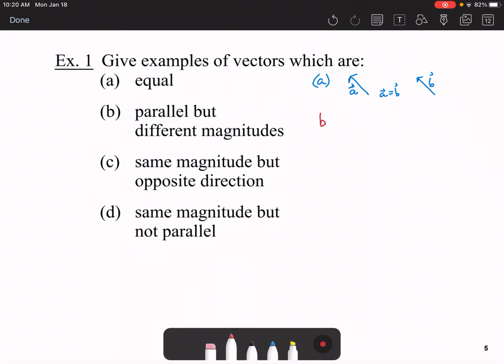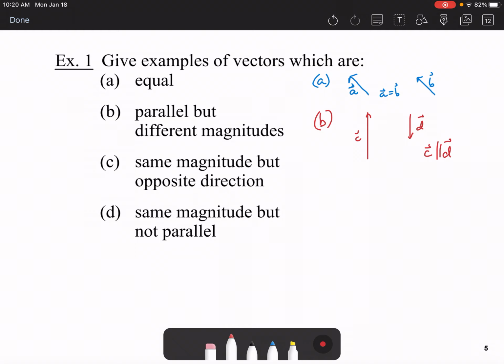Okay, for part B, parallel but different magnitudes. So in this case, you're going to draw something that's headed in the same direction, but not the exact same size. Could be in opposite directions, actually. So let's call this vector C and D. So vectors C and D are parallel to each other.